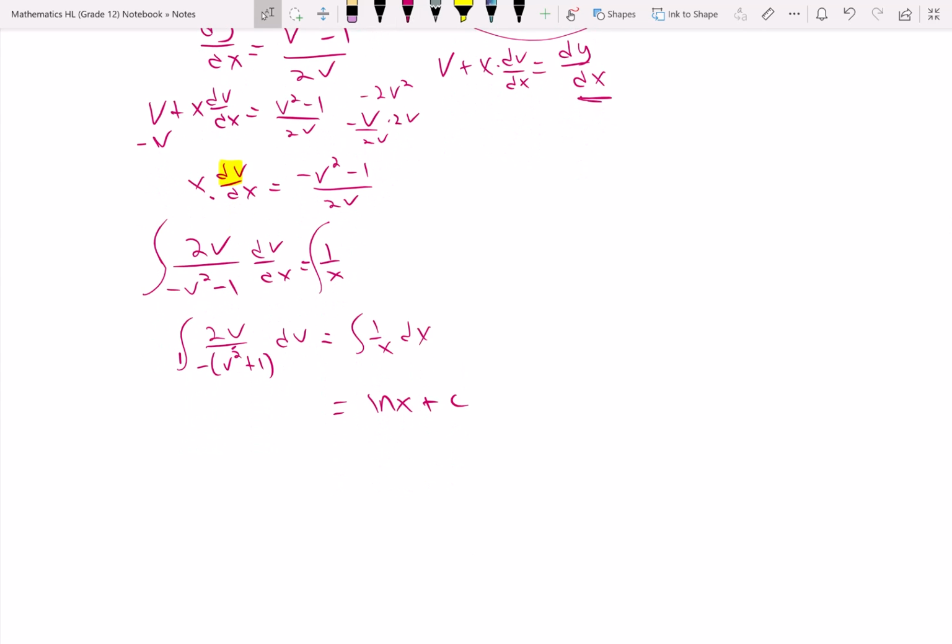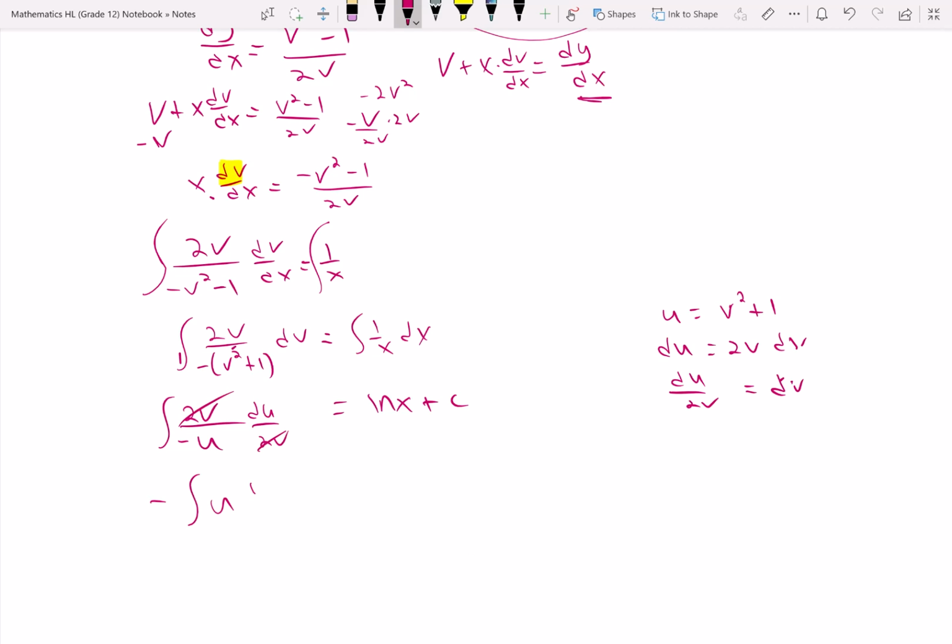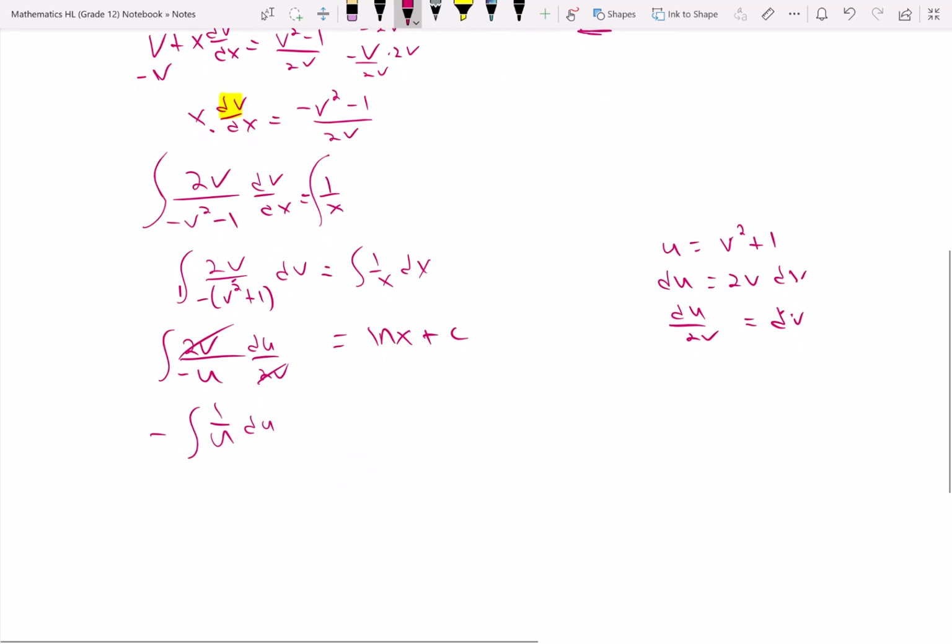The left-hand side, I don't know if you see it, but I'll do it over here. You could do a u substitution of v squared plus 1. Therefore, du is 2v dv. Therefore, dv is du over 2v. So you come back over here and you say, okay, this is 2v negative. This whole thing is u now. dv is du over 2v, right? So cancel, cancel. You're left with the integral of negative 1 over u du, which is natural log u, but remember u was v squared plus 1.